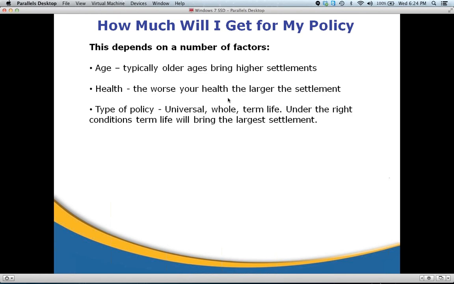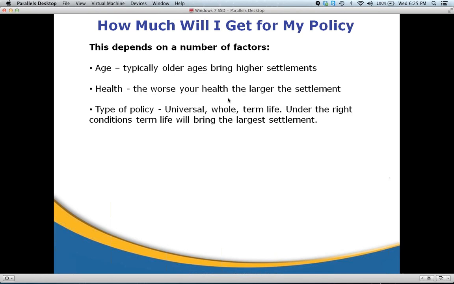Also, the type of policy can determine how much it's worth, whether it's universal, whole, term life. So under the right conditions, term insurance can bring the largest settlement because the premiums tend to be the lowest. So if you think about an investor buying this, he's going to have to put up front, let's say $50,000 to buy your $100,000 life policy, but then they got to pay the premiums every year for as long as you live.